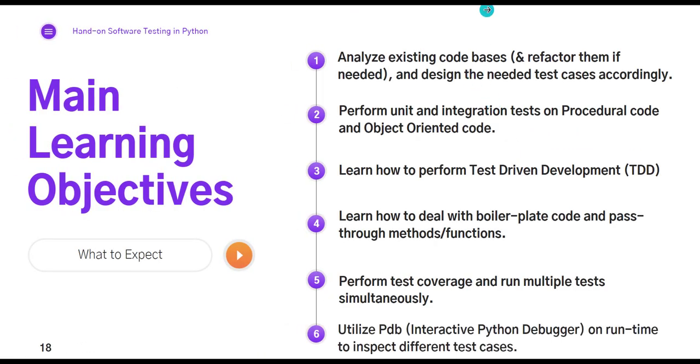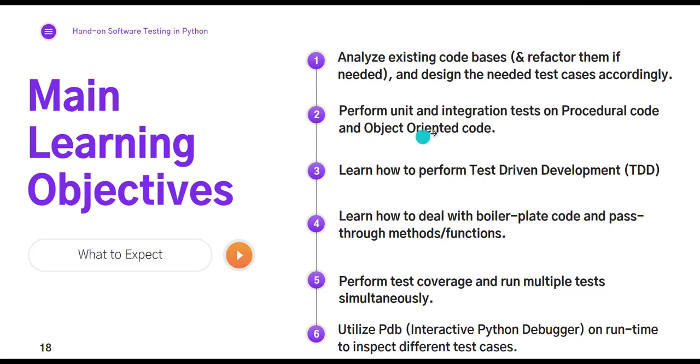So what are the main objectives? First, we're going to learn how to analyze existing code bases. And you are going to see that at some point, receiving an existing code base as it is and writing test code for it sometimes is going to be a very difficult task. So you would want to refactor the existing code base, and doing so is going to make your life much easier when you're designing and writing test cases.